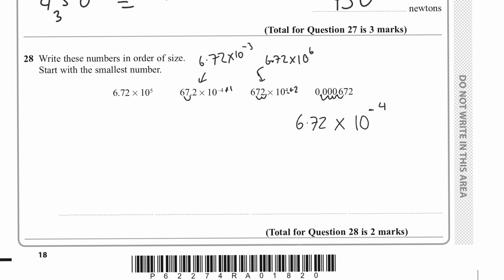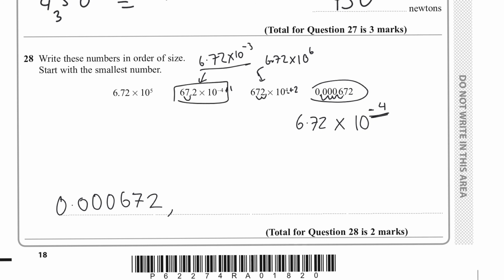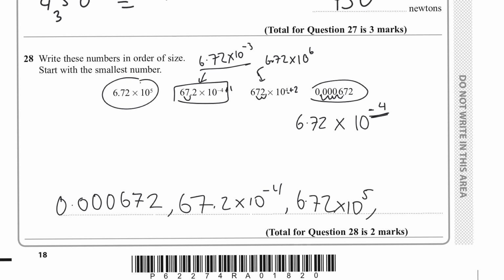So we can see our smallest power is our 10 to the minus 4. So the smallest number will be this one. Remember, write the numbers in the form that they actually gave it to you in, not what you converted it to be. So that's our first one. Then the next smallest power is our 10 to the minus 3 over here, so it will be this one. So 67.2 times 10 to the minus 4. And then the next smallest number is this one. And then our next smallest one is, well, the biggest one, is our 672 times 10 to the power of 4.